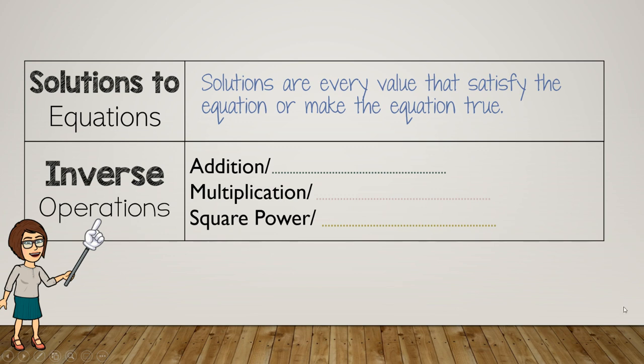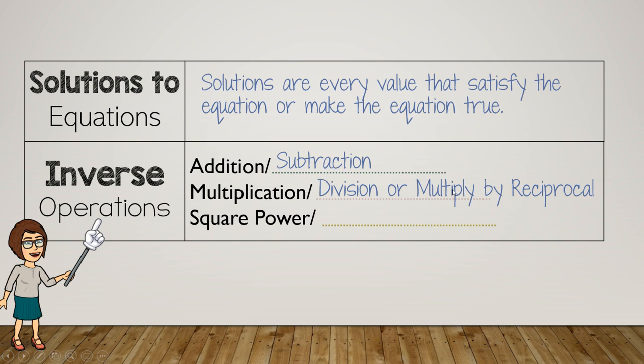Inverse operations are operations that cancel each other out or undo each other. So the inverse operation of addition is subtraction. The inverse operation of multiplication is dividing or multiplying by the reciprocal. And the inverse operation of a square power is a square root. All right, so these are pairs that cancel each other out.